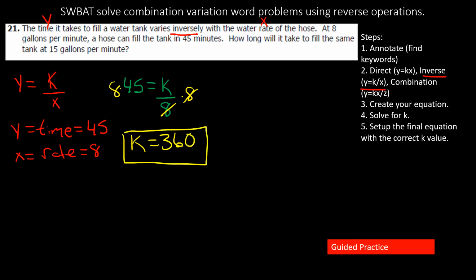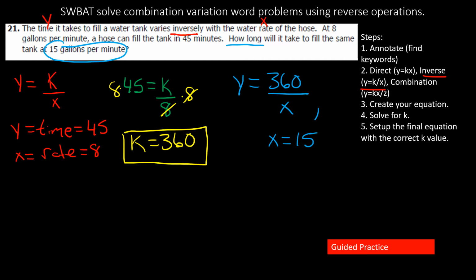Box this because it's important. Now we take that 360 and we're going to put it back in here. We're going to say y equals 360 over x. And they want to know, okay, how long will it take? So they want to know the time when we're at 15 gallons per minute. So we're going to do this when our rate, when x is equal to 15.